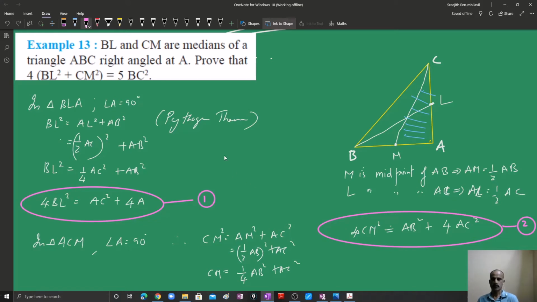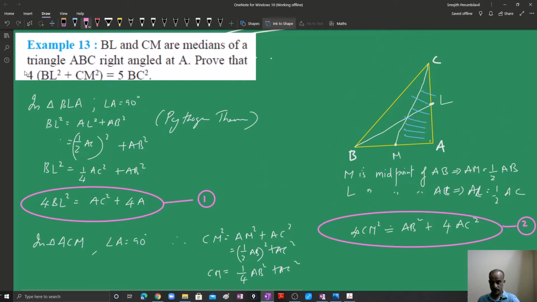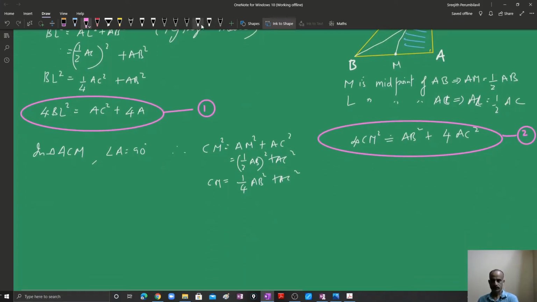Okay, relation number 2. So what happens? We have two relations here. Adding, now they are connected with BL square plus CM square. We will add 1 and 2. 1 plus 2, what happens? 4BL square plus 4CM square is equal to AC square plus 4AB square plus AB square plus 4AC square.